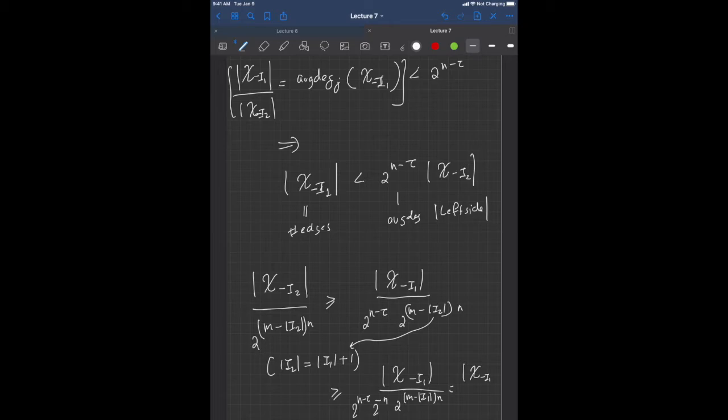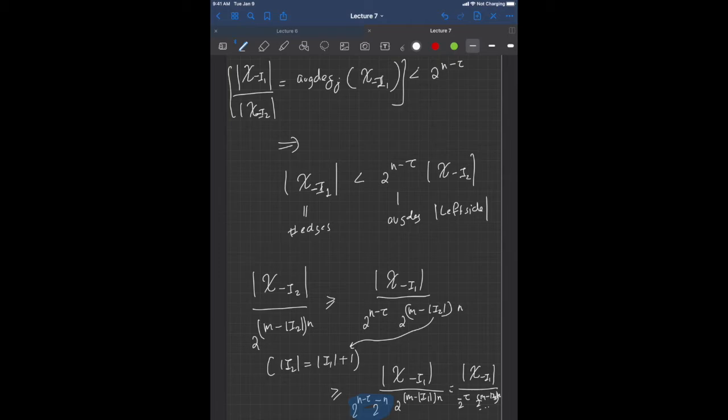you get that this is just x minus I1 times 2 to the tau with respect to its universe, m minus I1 times n. The 2 to the minus n and 2 to the n minus t, the n and n would cancel out, so you'll only get a 2 to the minus t. Sorry, it should be 2 to the minus t.